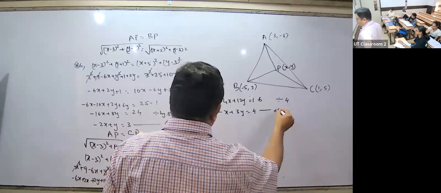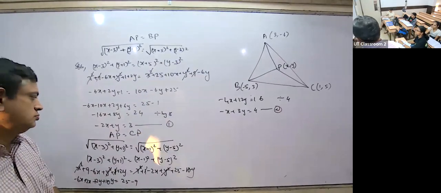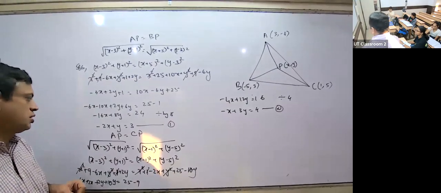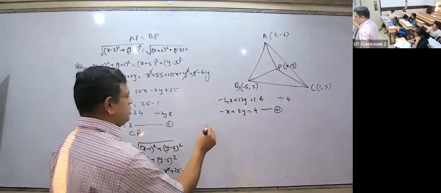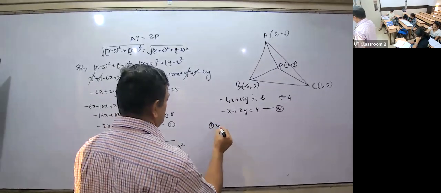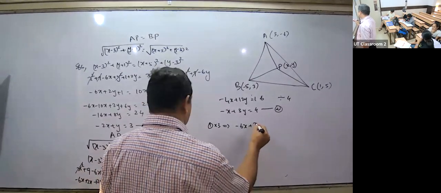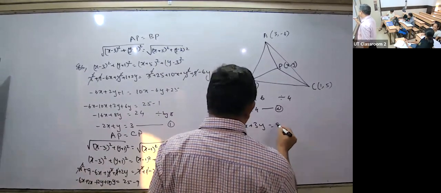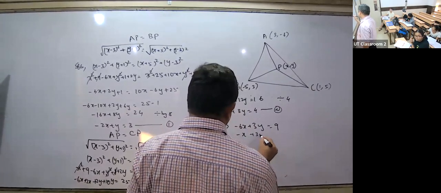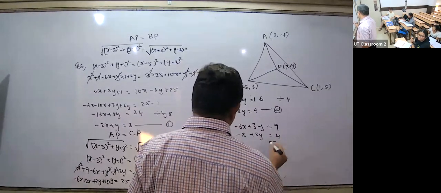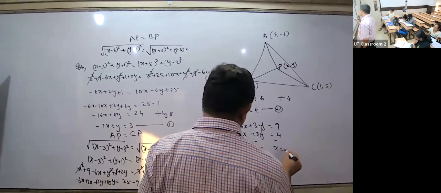Second condition. So you can do the first equation by 3. Multiply equation 1 by 3. So you'll get minus 6x plus 3y is equal to 9. Second equation, nothing to do: minus x plus 3y is equal to 4. Change the sign, so this is cancelled. This is minus 5x is equal to 5. x is equal to minus 1.